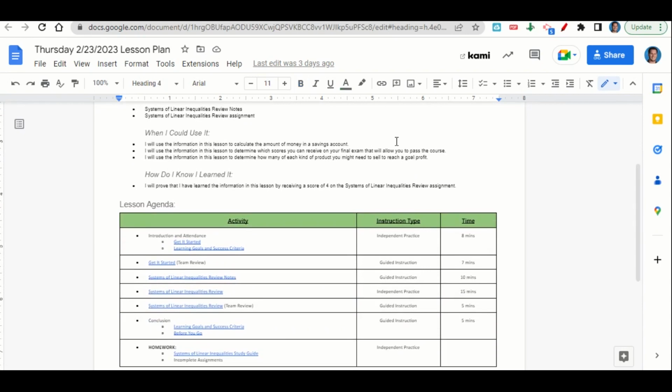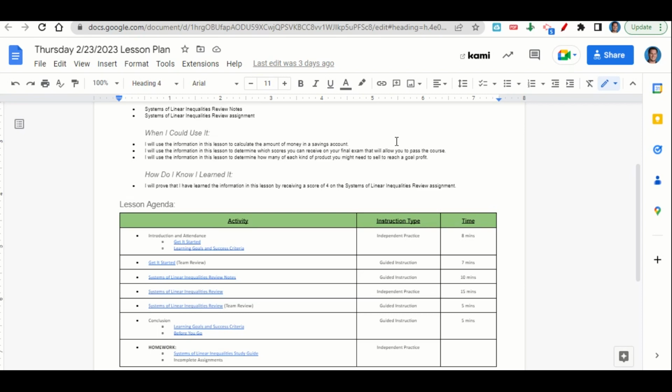Now let's take a look at our agenda for today. We will begin by going over the learning goals and success criteria. While we do that, you'll fill out your Get It Started. Once you've completed your Get It Started, we'll go over it together and answer any questions that you may have. After that, we'll go over the Systems of Linear Inequalities Review Notes, and then I'll give you time to complete the Systems of Linear Inequalities Review Assignment. Once you've completed the assignment, we'll go over it together and answer any questions that you may have.